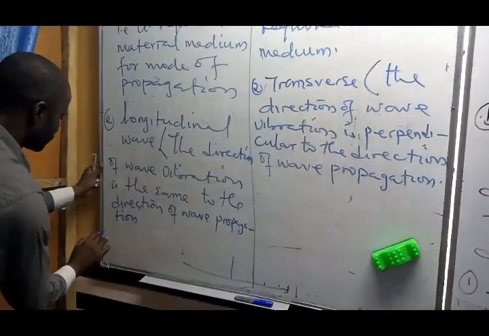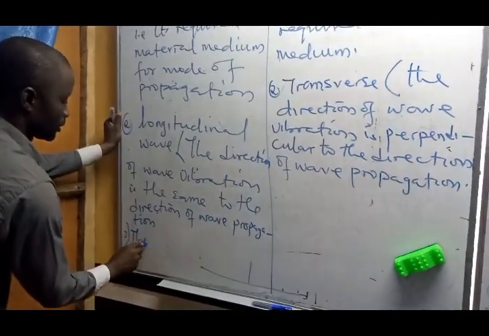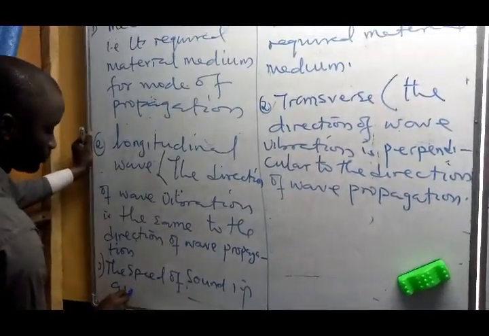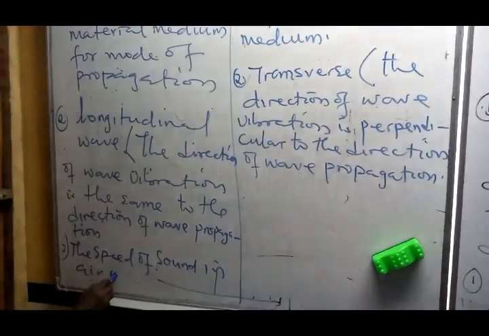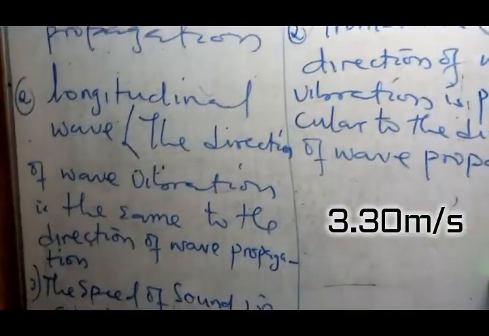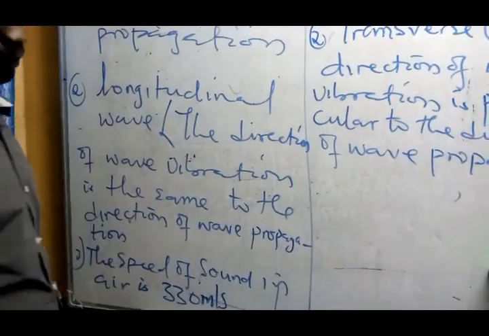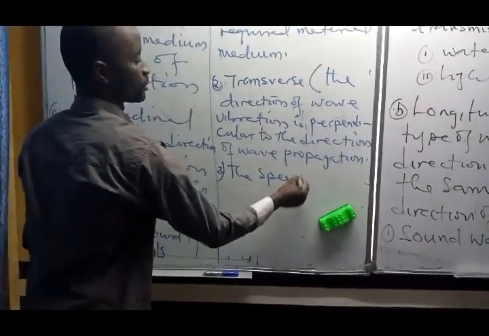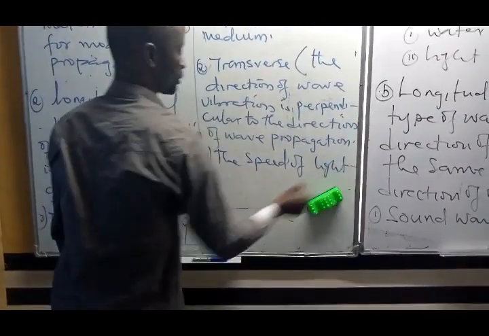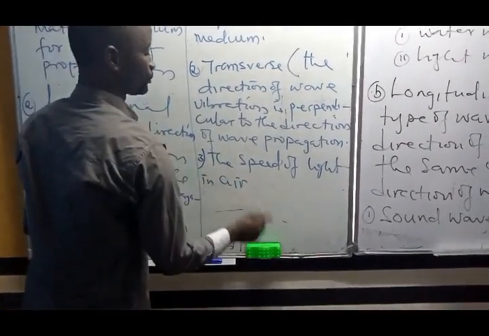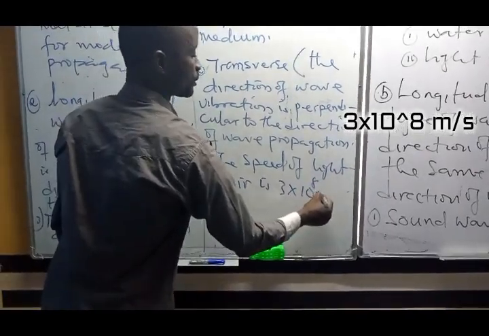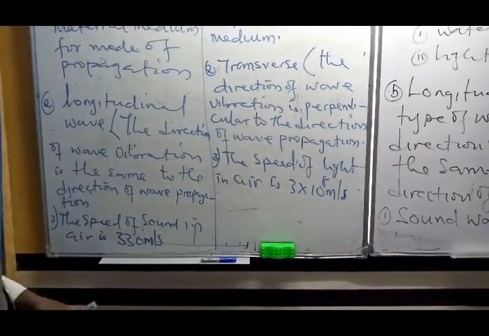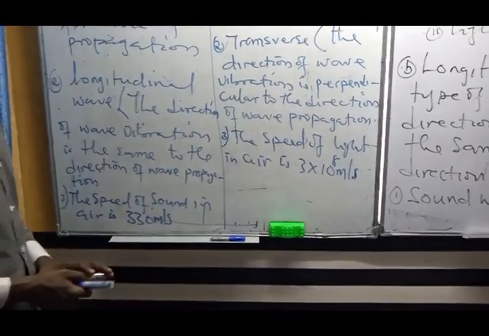The third one, in terms of speed, the speed of sound in air is 330 meters per second, while in the case of light, the speed of light in air is 3 times 10 raised to the power of 8 meters per second. Now, because of this value, light energy or light wave propagates faster than sound wave.